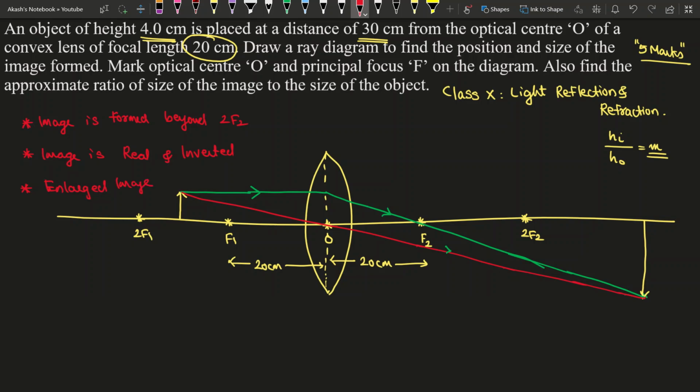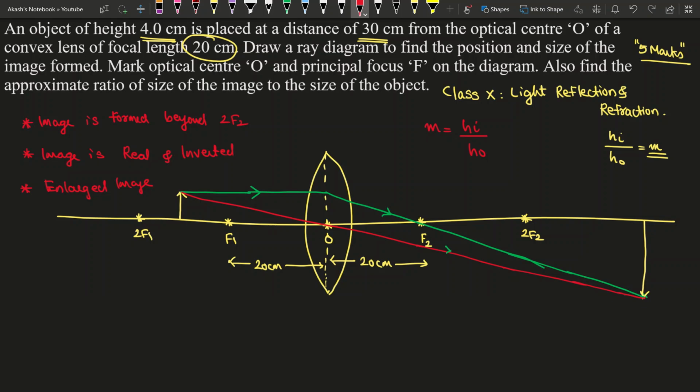Fine. So the first part. Mark the optic center and principal focus. Principal focus is marked, optic center is marked. Also find the approximate ratio between size of the image and size of the object. So we need to calculate the magnification. We know the magnification is equal to HI divided by HO. But we don't know the value of HI.